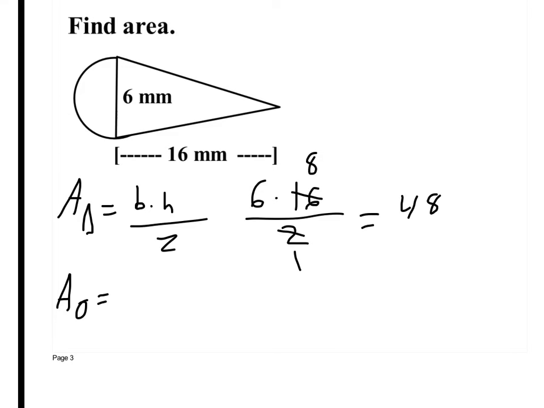Radius. Pi r squared. Good. Pi r squared. What's the radius of this circle? Is it 6? 3. Okay, 6 is the diameter. So what would the radius be? 3. So we take 3 squared times 3.14. When you do that, you get 28.26.